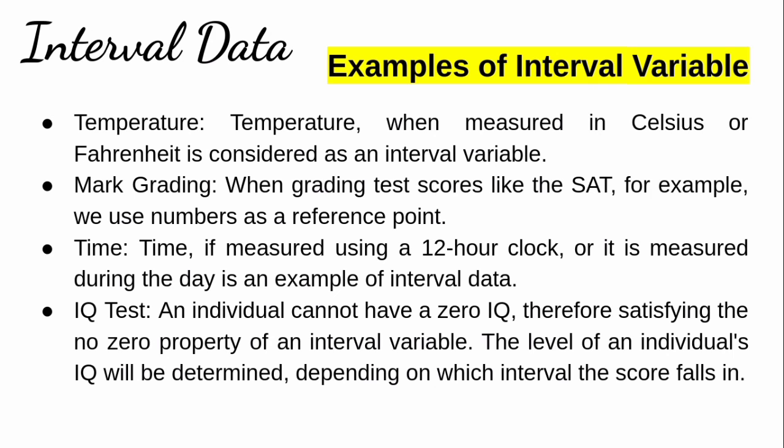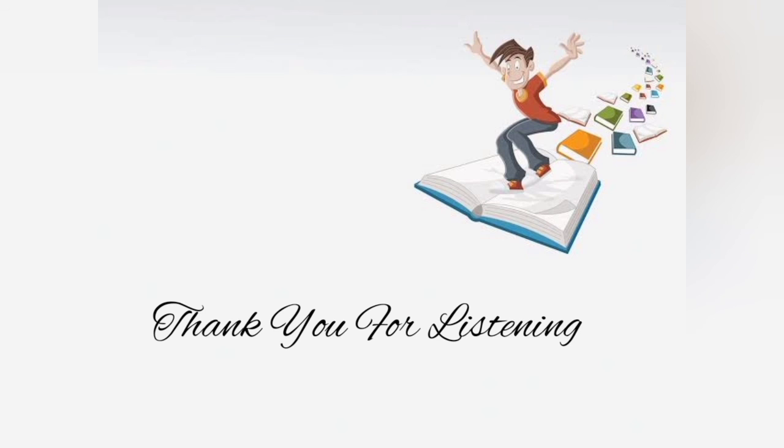It is 12 o'clock a.m. or midnight. Now, another example is an IQ test. So, an individual cannot have a 0 IQ, therefore satisfying the no-zero property of an interval variable. The level of an individual's IQ will be determined depending on which interval the score falls in. So, an IQ test is another example that is similar to when we are giving test scores. There are other more examples, but that would be all. Thank you for listening.